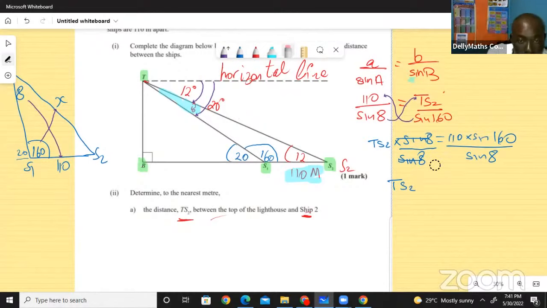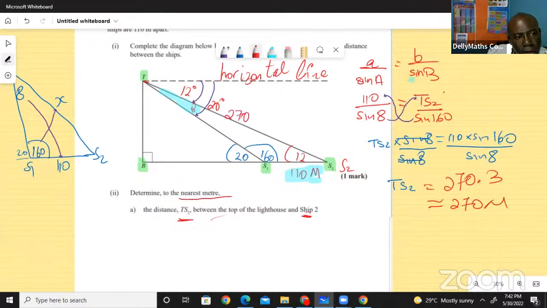So 110 sine 160. You want to divide that by the sine of 8. And that is giving me 270.3. The question says to the nearest meter, so it is going to be 270 meters. That is the length of that side over there. And that's what we're suggesting.